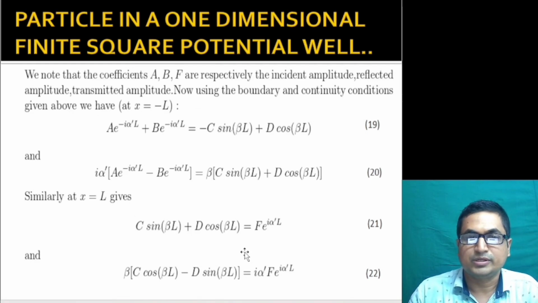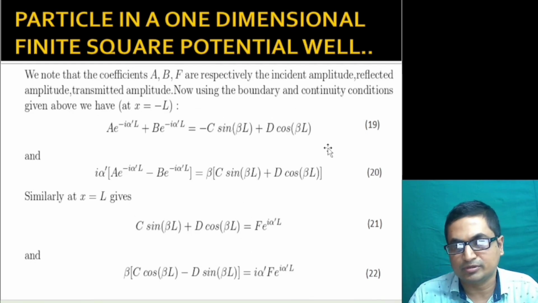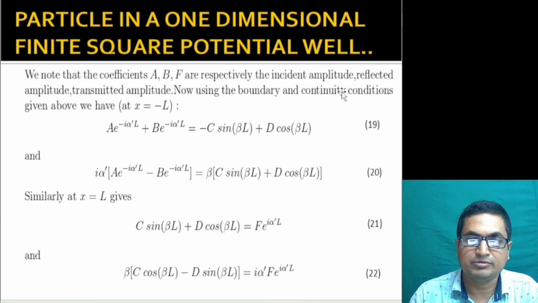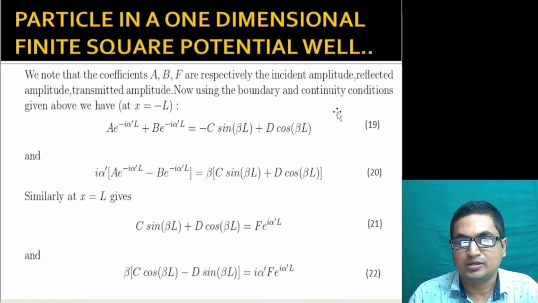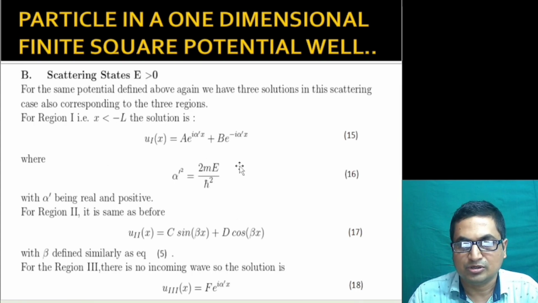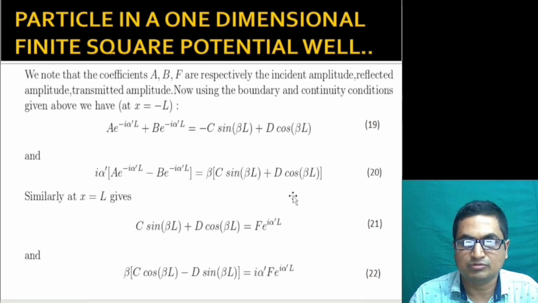So the next thing is that we need to find out these A, B, F, and definitely they are related to the incident amplitude, reflected amplitude, and transmitted amplitude. Now again we are using the boundary and continuity conditions. First, at x equal to minus L, u1 is equal to u2, and the differentiation of u1 is equal to the differentiation of u2. So using those conditions at x equal to minus L, our solutions 15 and 17 lead us to these equations 19 and 20 respectively.